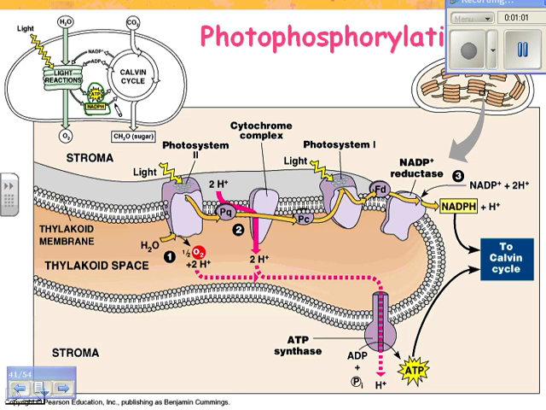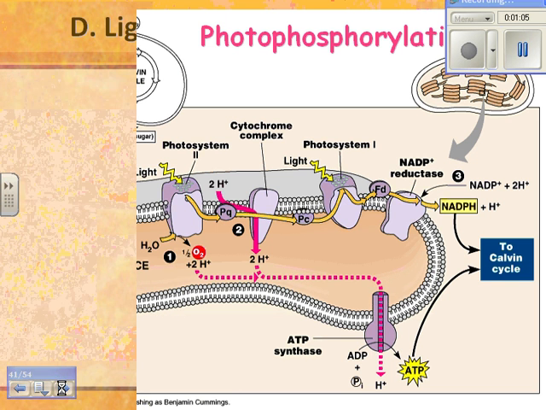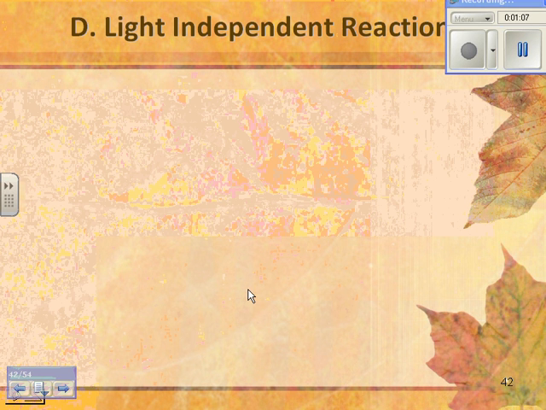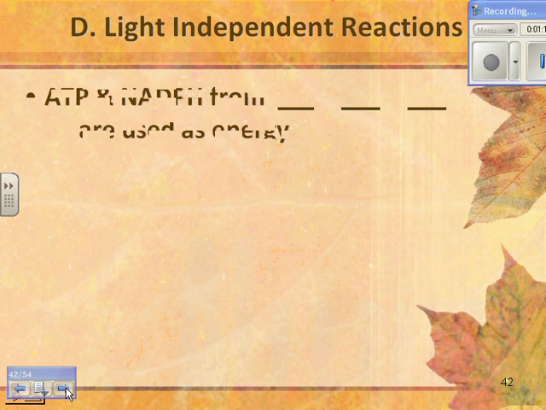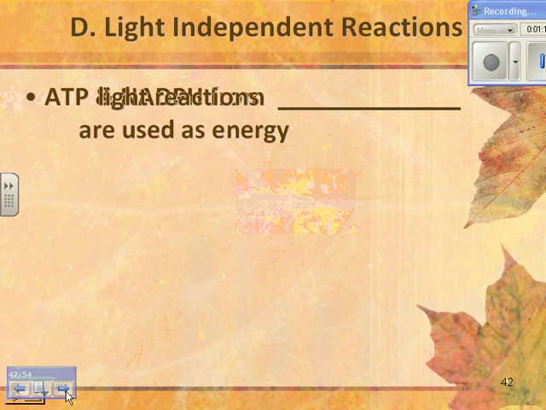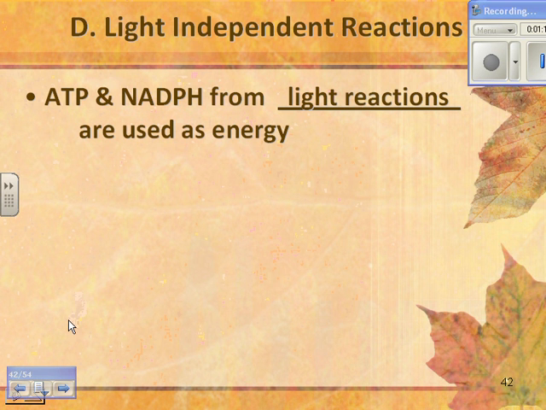So the ATP stores energy, and the NADPH is taking those electrons and hydrogens. And so what we're going to do now is look at the light-independent reactions, or the Calvin cycle. So that's our next step. They're called the light-independent reactions, or the Calvin cycle, or the Calvin-Benson cycle. And so ATP and NADPH from the light reactions are used as energy.